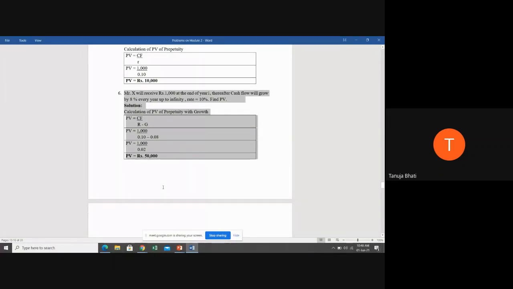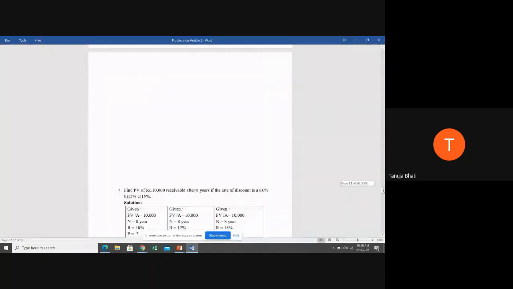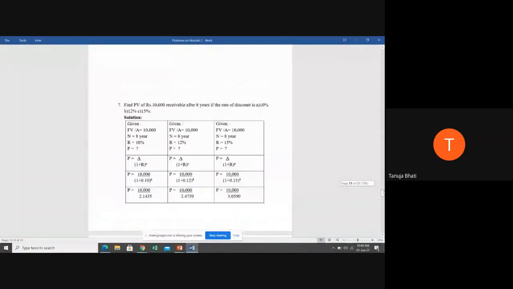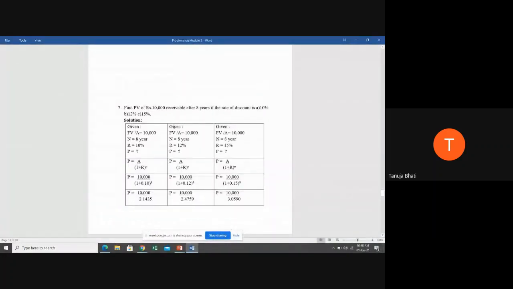Now we have already seen sums on the present value under different categories. Simple problems we have seen. Now a little complex problems, not that complicated, but a little complex, will be seen. I think we have a little time, so we can cover one problem.